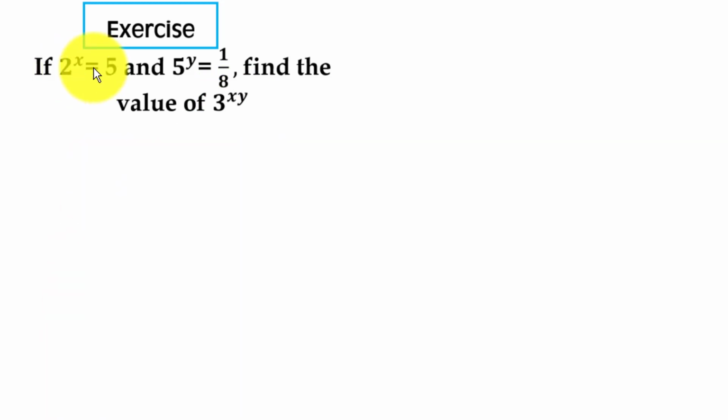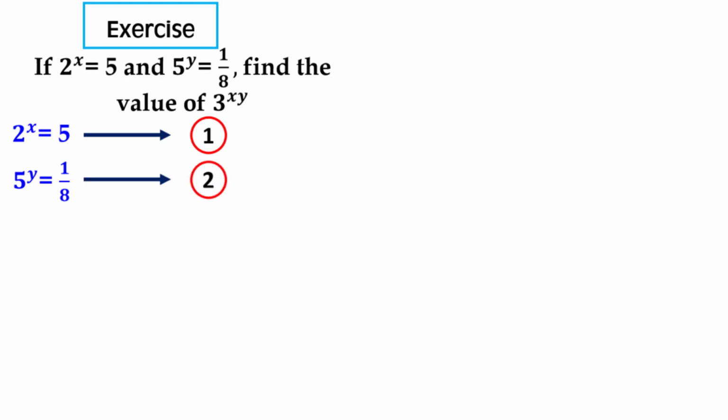We can name the first relation 2 raised to the power x equals 5, the first one, and the second relation 5 raised to the power y equals 1 over 8, the second relation. We note here that 2 raised to the power x equals 5. Now we can cancel 5 here and write 2 raised to the power x. We will get a relation. So substitute from equation 1 in equation 2. We will get here 2 raised to the power x, all raised to y, equals 1 over 8.